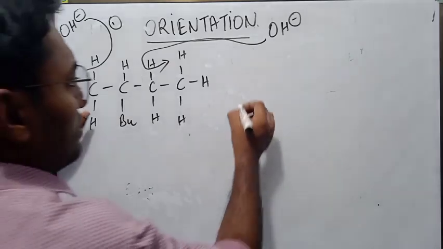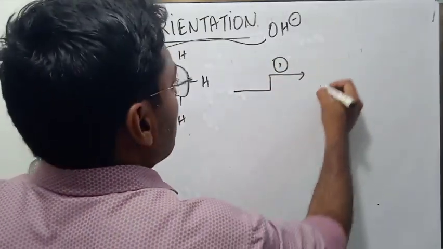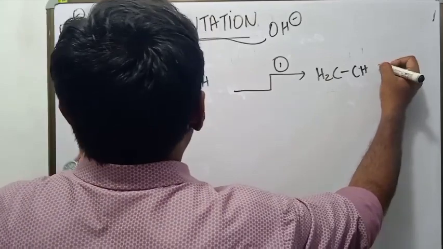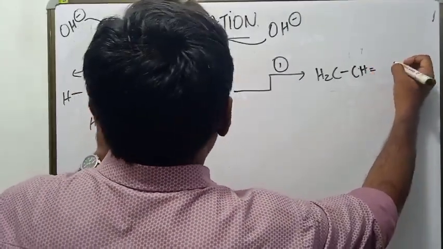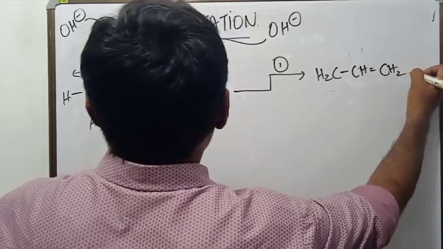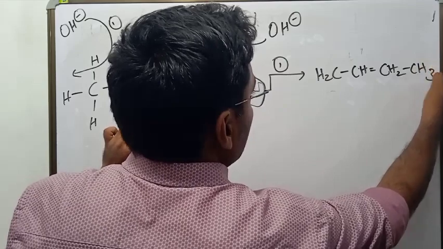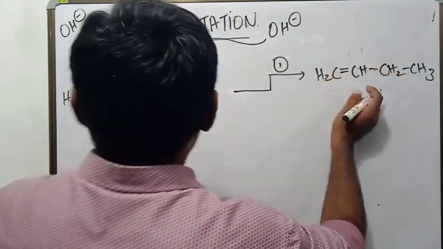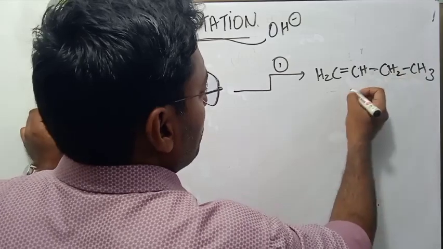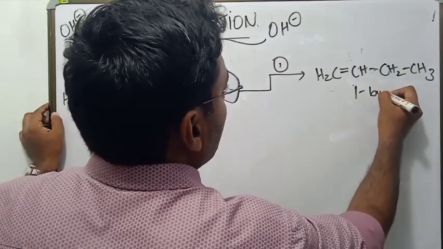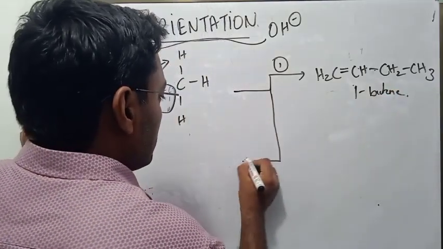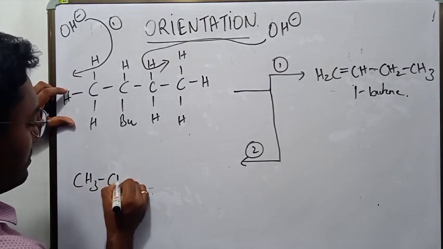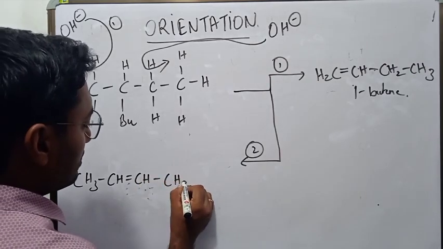In case number 1, what do we get? H2C=CH-CH2-CH3, that will be 1-butene. If the second is the case, then what would we get? CH3-CH=CH-CH3, that is 2-butene.